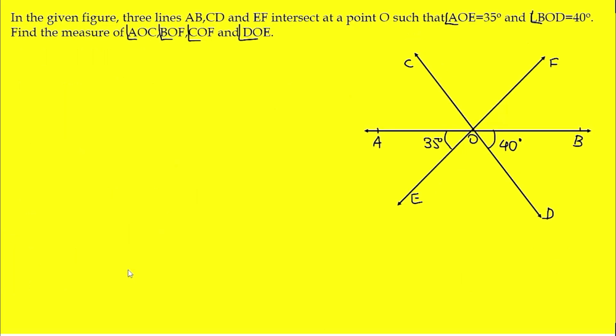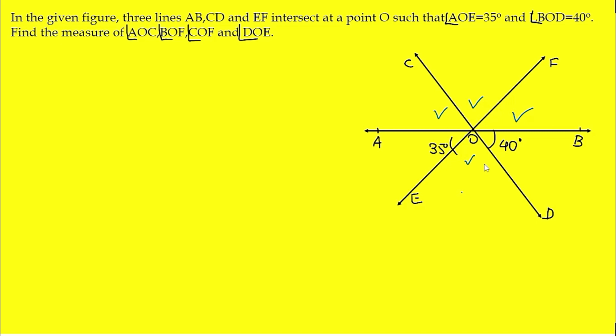The next sum is, in the given figure, three lines AB, CD and EF intersect at the point O such that angle AOE is 35 degrees, angle BOD is 40 degrees. You are asked to find out the value of angle AOC, angle BOF, angle COF and angle DOE. So four values you are to find out.